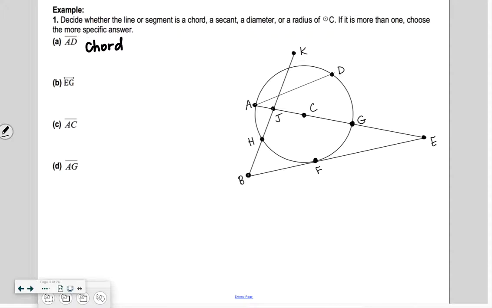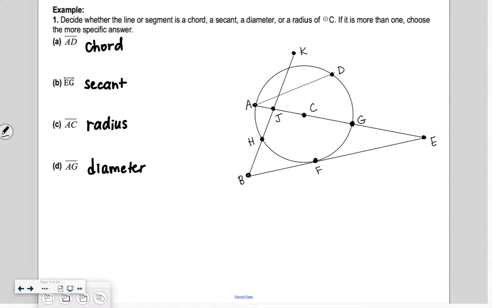How about EG, the line? Notice there are these line things over it. That means it not only goes through E and G, but it actually extends past it, in other words, forever past it, right? It is a secant, yep. It's a secant because it slices through, right? So how about AC? Cam, you got this one? AC? That's a radius. And then AG? Diameter. You got it. A diameter.